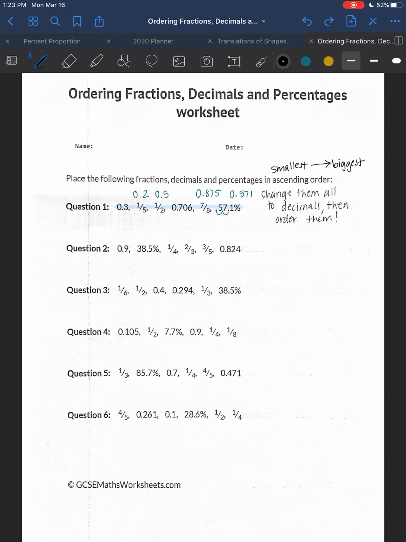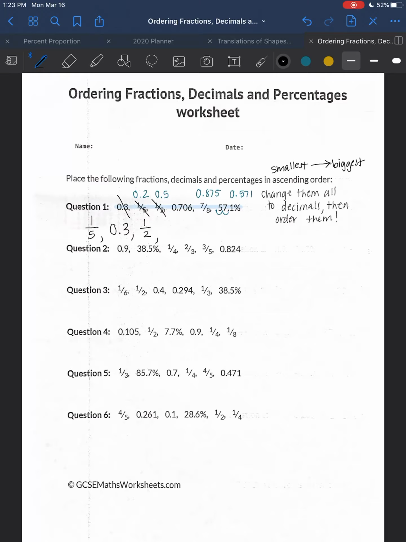So I would put 0.2, looks like that's the smallest, but we want to write that as our fraction. It gave us 1/5, so I want to keep it as 1/5. Okay, next biggest would be our 0.3. They gave it to us as 0.3, so I'm going to leave it as 0.3. Next would be our 0.5, which is our 1/2. Remember, we're giving it to them exactly how they gave it to us.